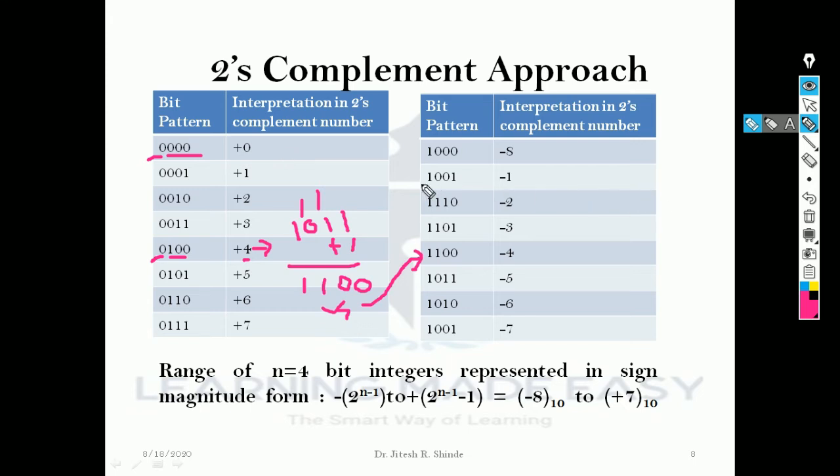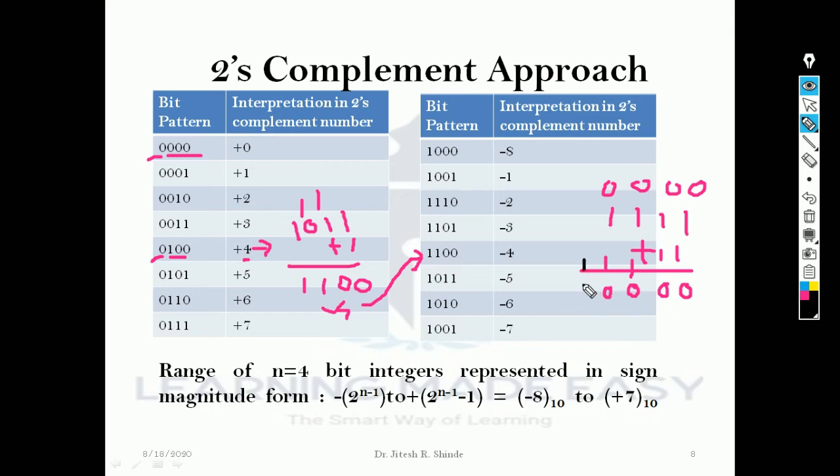Let's find the 1's complement of 0. 0, 0, 0 is the representation for plus 0. If I find the 1's complement of this number, what am I getting? 1, 1, 1, 1. Add 1 to this. What will the answer be? 1 plus 1, 0, carry is generated. 1 plus 1, 0, carry is generated. 1 plus 1, 0, carry is generated. 1 plus 1, 0, final carry, ignore this carry.